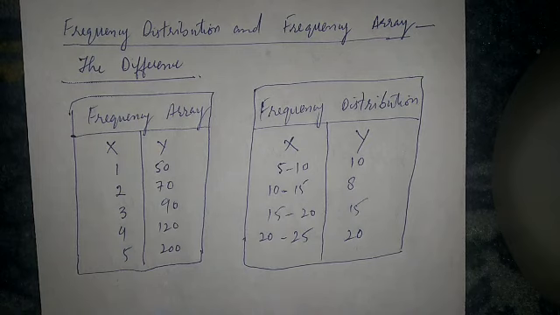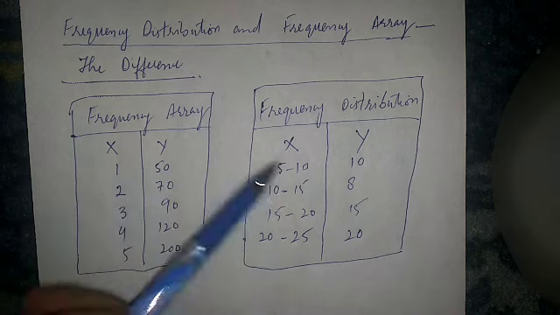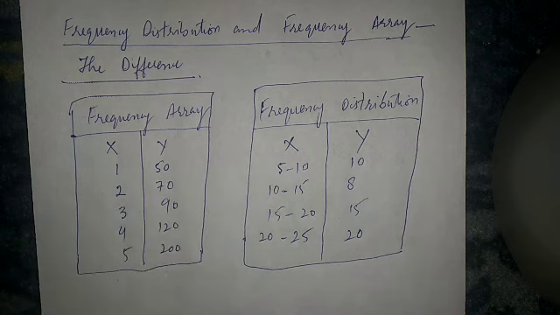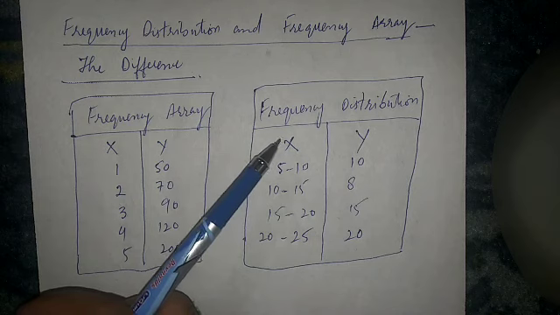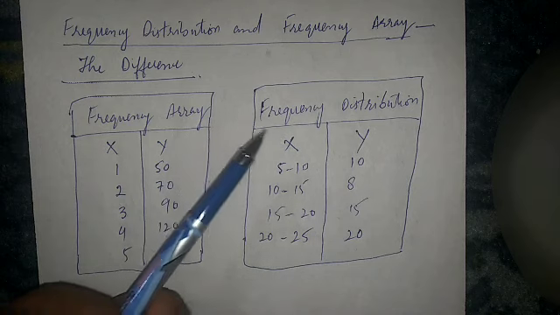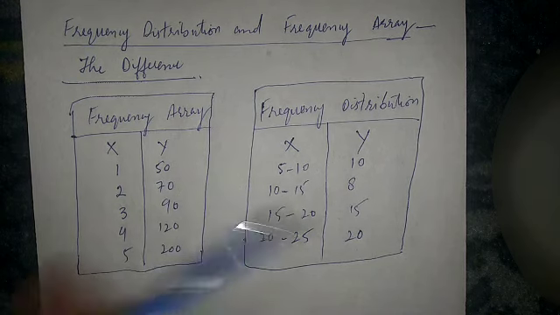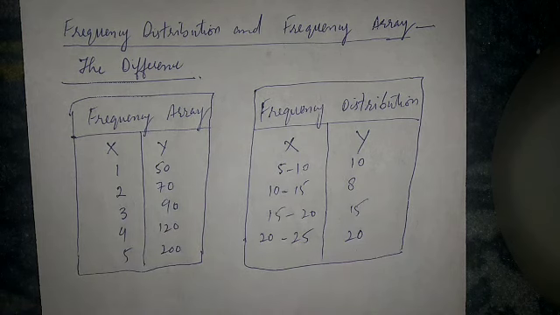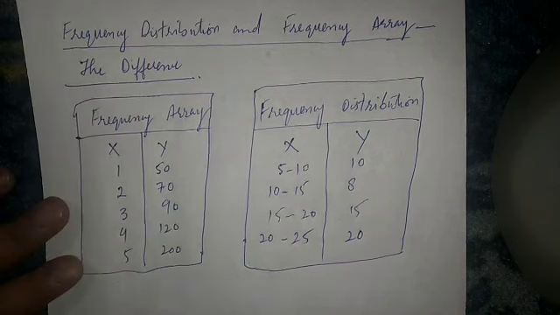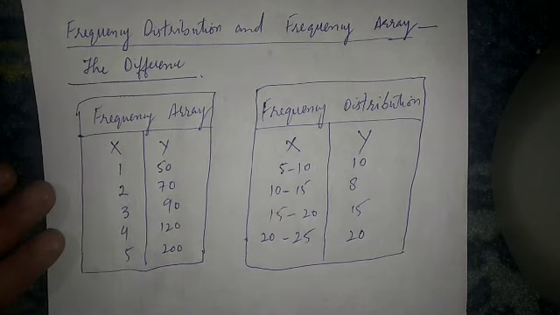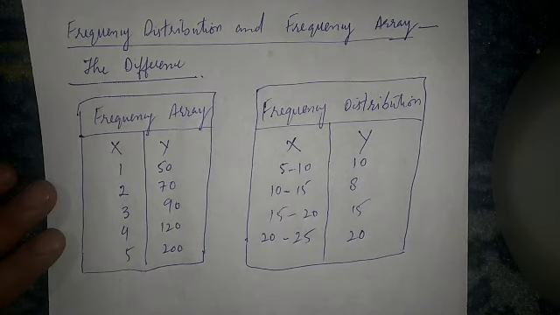In case of frequency distribution, the x variable is not a discrete variable, rather it is a distribution with different class intervals. Here is an example for both. You see here, in frequency array, the values of x variable are discrete values showing rating by the students of their principal.